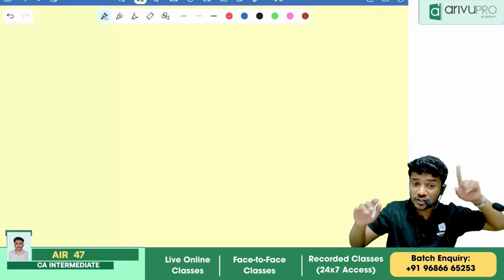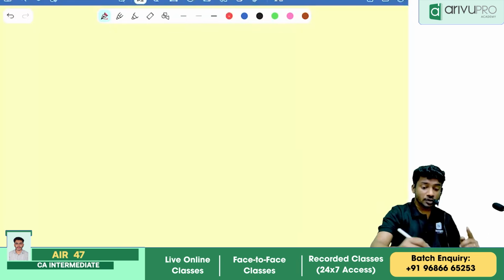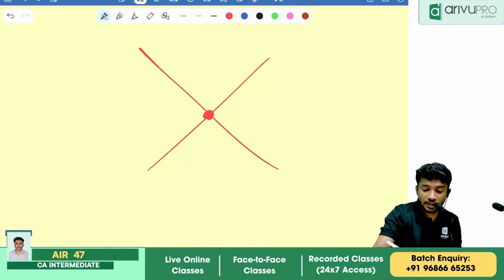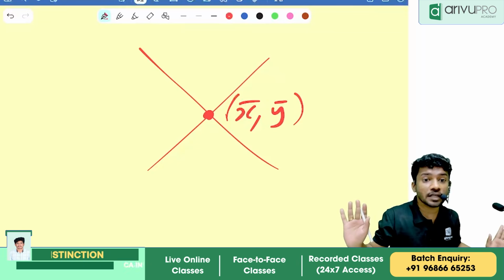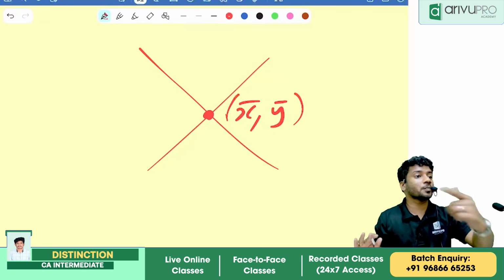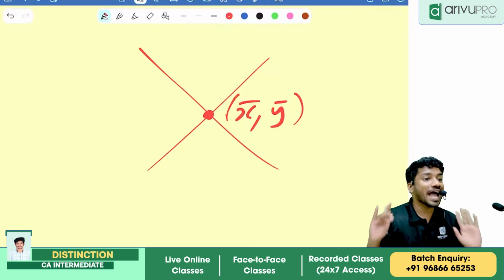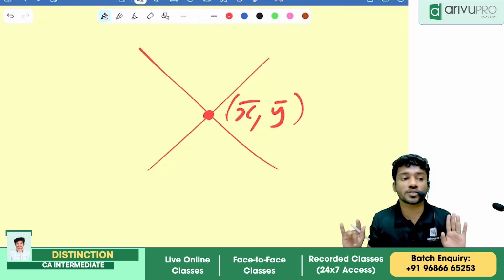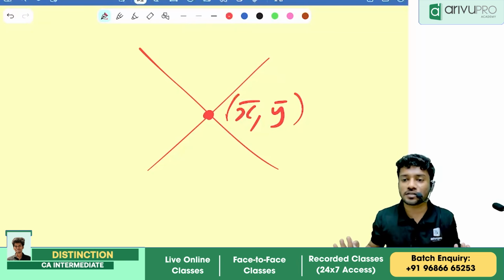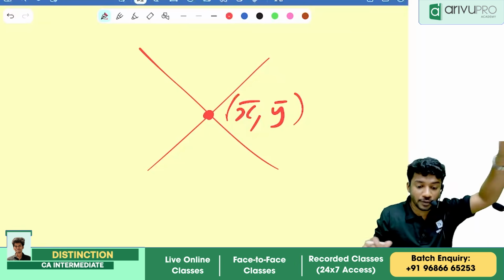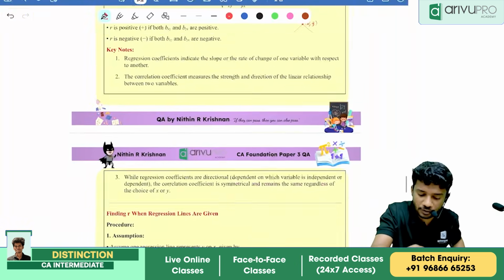What did I say? Since the two lines meet at the mean, x bar and y bar will satisfy both the equations, right? That's why we will substitute x bar and y bar in both the equations and check whether LHS is equal to RHS or not. Whichever gives LHS equal to RHS, that's your answer. So remember that, it will help you out. Multiple questions are there from this.